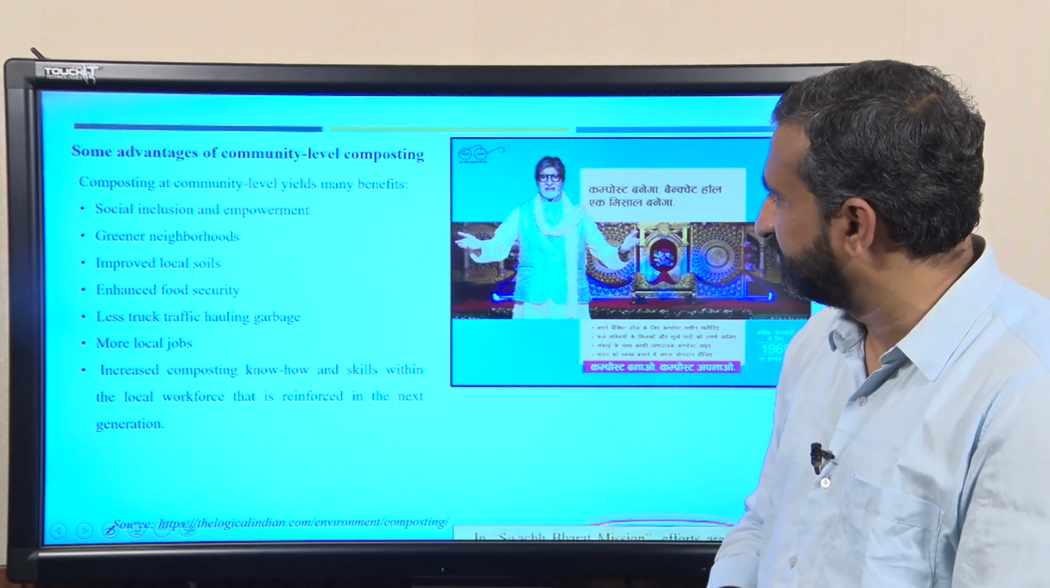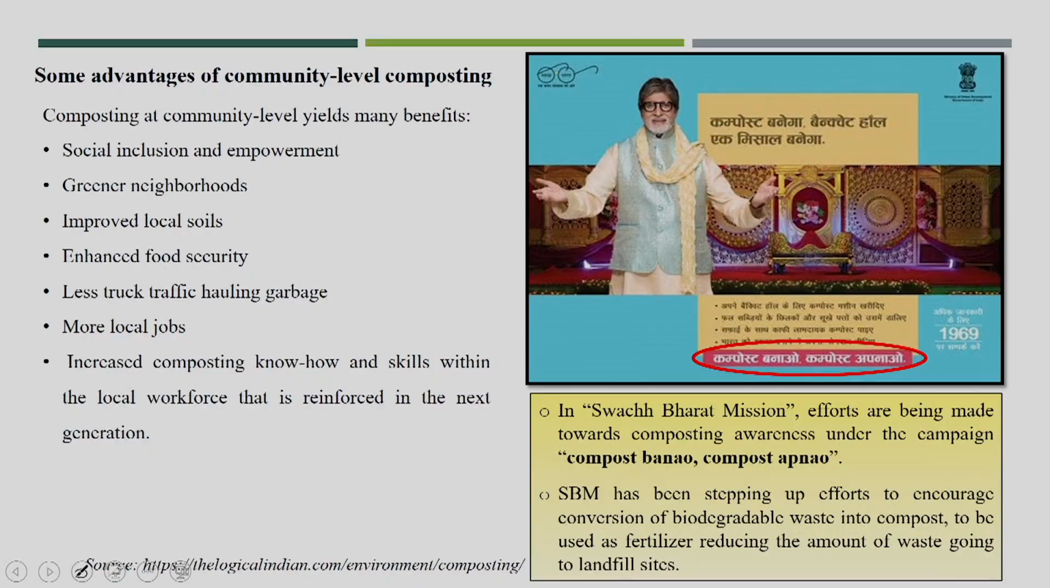So already, the Swachh Bharat mission made this effort with compost banao, compost apnao. A very important step has been taken in the Swachh Bharat mission.